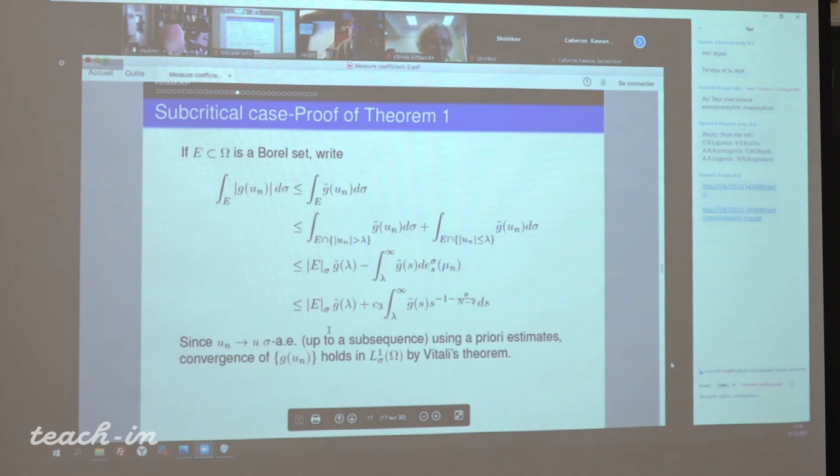Now, first I fix lambda such that, for epsilon given, this term is smaller than epsilon over 2. And for lambda fixed, now I take the measure E sigma to be smaller than epsilon, so that this term is smaller than epsilon over 2. And then I can go to the limit by Vitali.